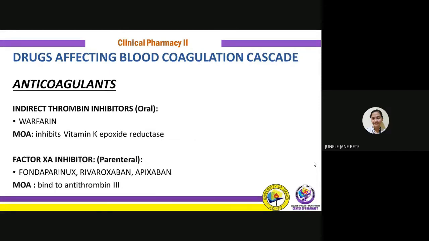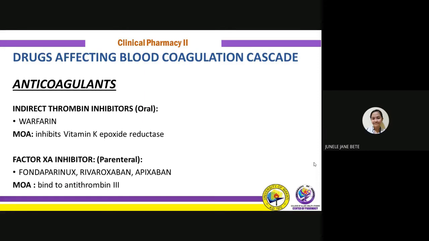Then next. For indirect thrombin inhibitors, oral, we have warfarin. The MOA is it inhibits vitamin K epoxide reductase, thereby preventing the formation of the active form of the vitamin K dependent clotting factors, factors 2, 7, 9, and 10. So no clot will be formed.